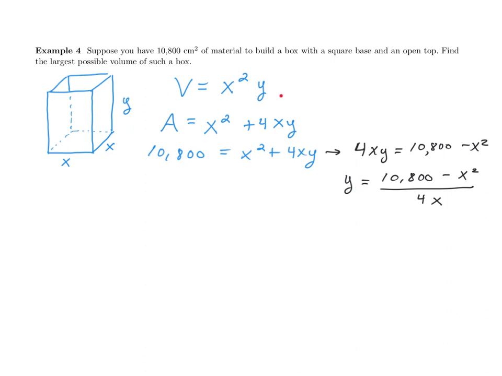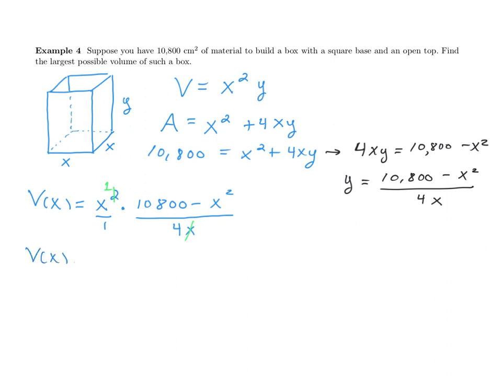I will take this and plug it in here. We'll have volume just in terms of x's. So the volume, which is now a function of just x, is x squared times 10,800 minus x squared, all divided by 4x. Okay, we can cancel this x with one of those. And I can take this x and multiply it to both of these terms.